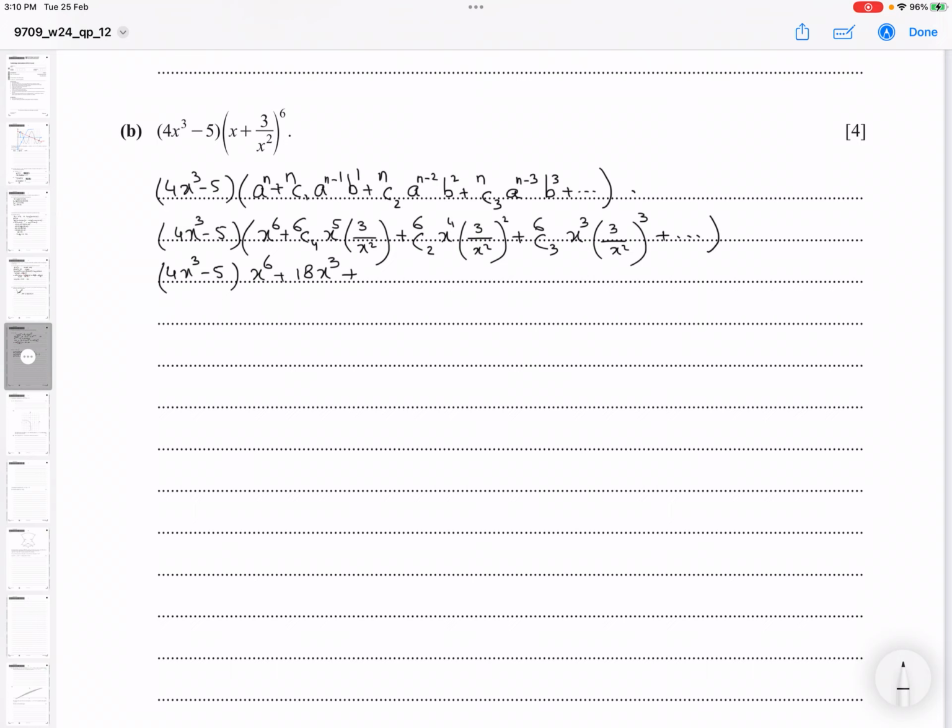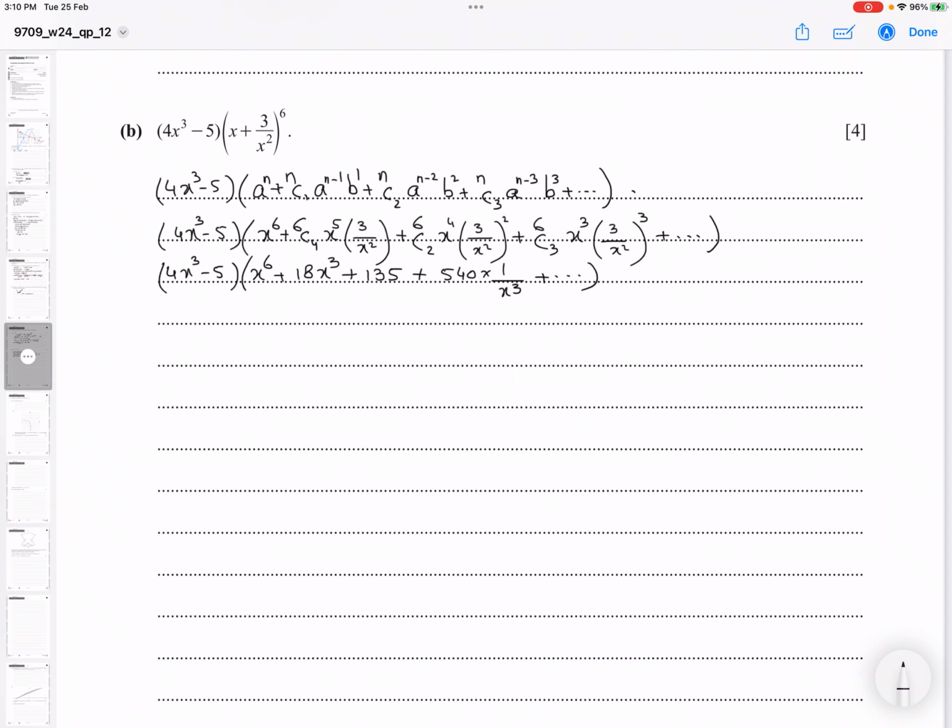Now 6C2 x to the power 4 times (3 over x squared) whole to the power 2, if you work carefully with this, you will get 135. So this part is independent of x, plus the last part 6C3 x to the power 3 times (3 over x squared) whole to the power 3 will give you 540 times 1 over x to the power 3 plus dot dot dot.